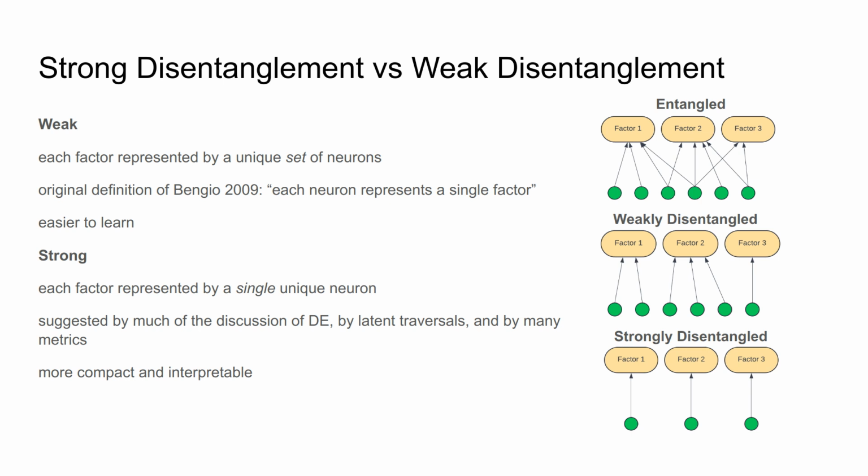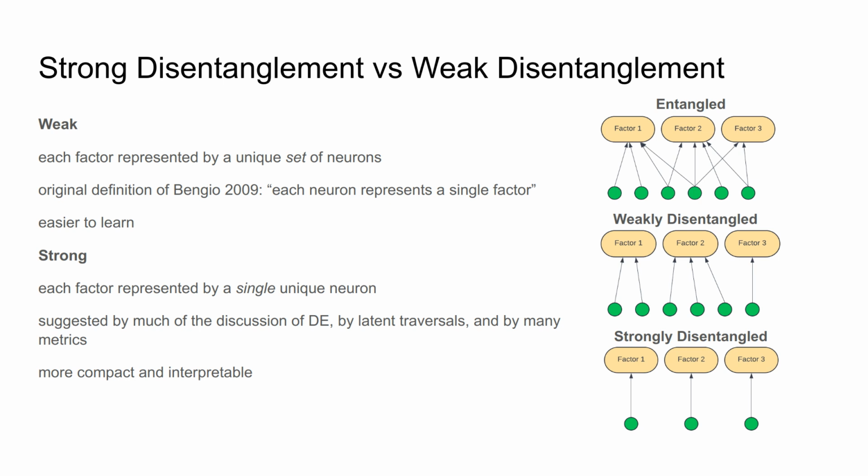The other definition, though, which is suggested by much of the treatment of disentanglement, and for example by this practice of latent traversals, where you change the value of one neuron and see what the output changes in response, and what you're looking for is that you change the value of one neuron and one feature in the output changes. So this stronger version that's suggested is that there's a single unique neuron for every factor, and it's not really clear often which is being sought after and which is trying to be measured.